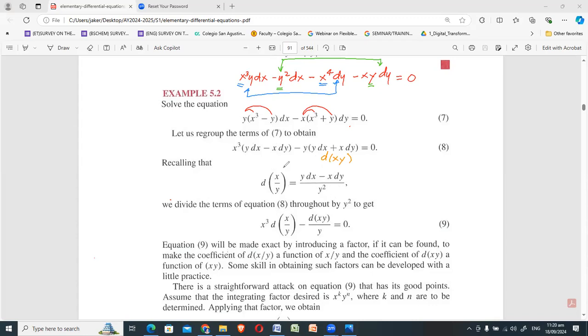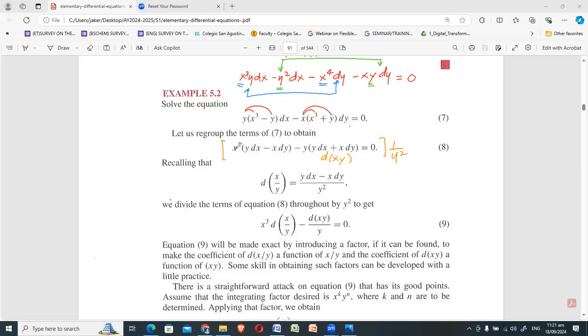It's still lacking the y squared, because for this one, y dx minus x dy, to be an exact differential, it should have a y squared on it. So what do we do? We multiply our entire equation A by 1 over y squared, because we intend to have the d of xy. Let's see what will happen if we multiply by 1 over y squared. Equation 9 is the product of such multiplication.